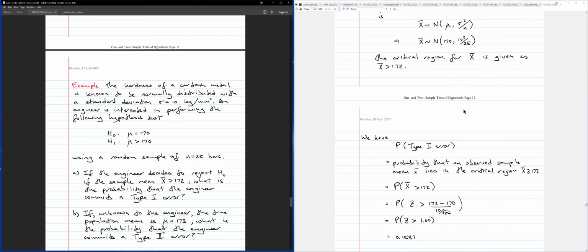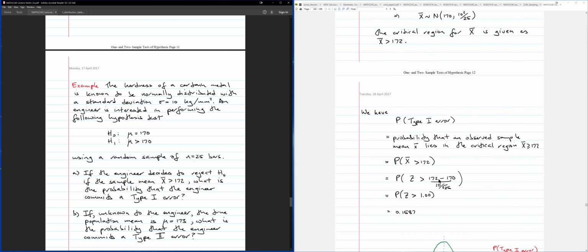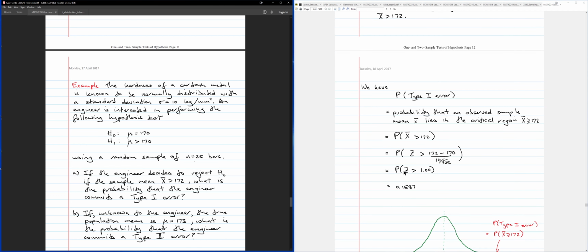You scale by subtracting the mean and dividing by the standard deviation of the X bar. So we scale the 172: 172 minus mu, divided by the standard deviation. This is the standard way of calculating probabilities for a normal distribution: you scale to standard normal. Then what you have is the probability of the big Z being bigger than 1. From your table, that probability is 0.1587, so the probability of your type 1 error is 0.1587.